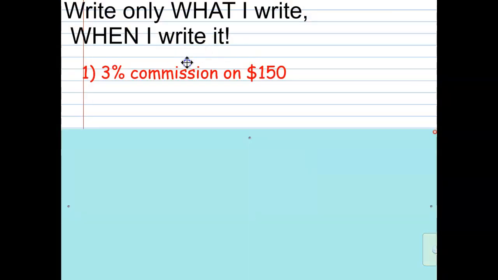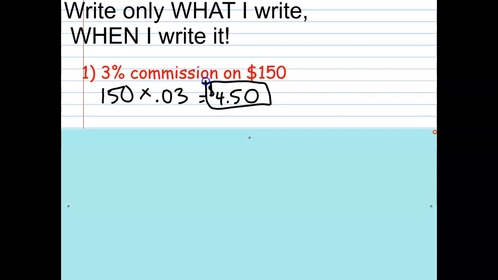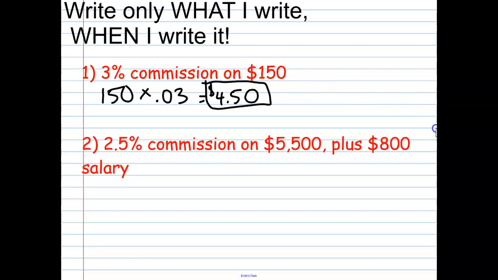Let's try some together. A 3% commission on $150. So we're going to take our original. We're going to multiply it by our percent as a decimal. So move the decimal twice. And that is going to give us 4.5. But again, that doesn't look like money, and we're talking money here. So we're going to add that 0 and that $ sign on. Let's try another.